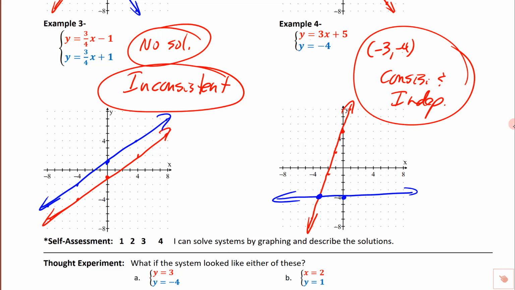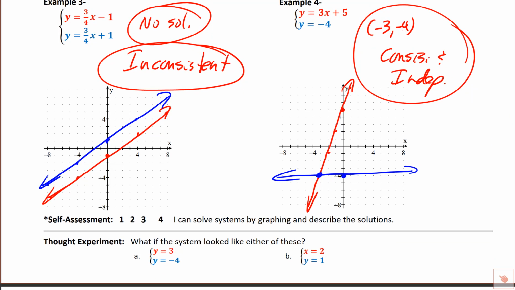All right, you should be able to rate yourself on how well you understand this, but I do want to run through a little thought experiment here. It says, what if the system looked like either of these? So if we had y equals 3 and y equals -4, well, let's think about that. If we had y equals 3, that would be a horizontal line at y equals 3, so it would look like this. And if we had y equals -4, it would look like this. So we're going to have no solution to that one. This is going to be inconsistent.